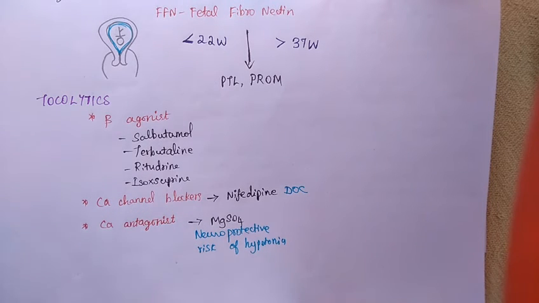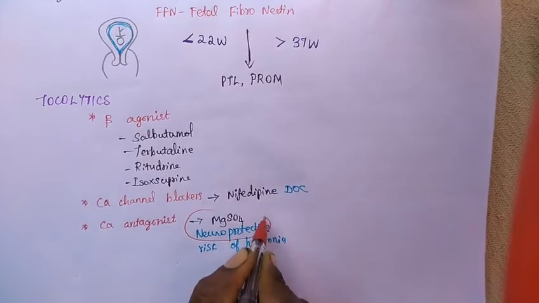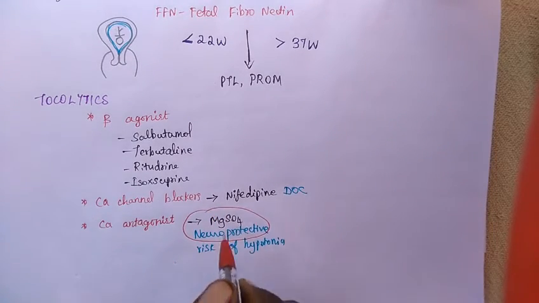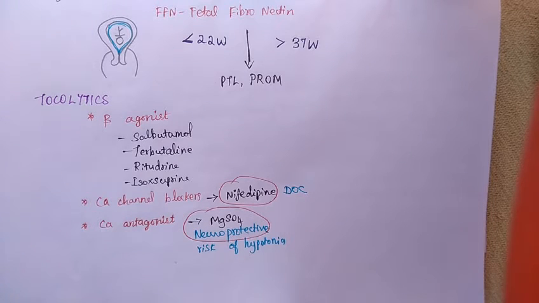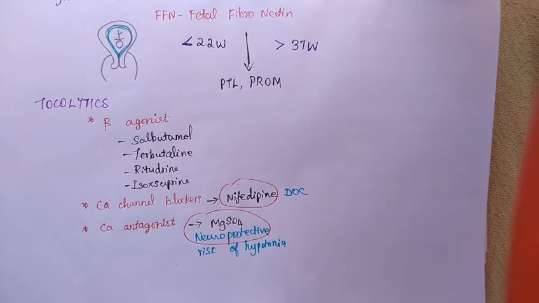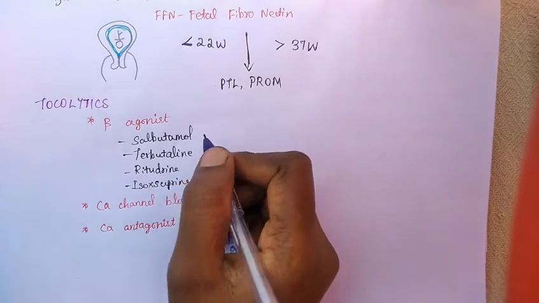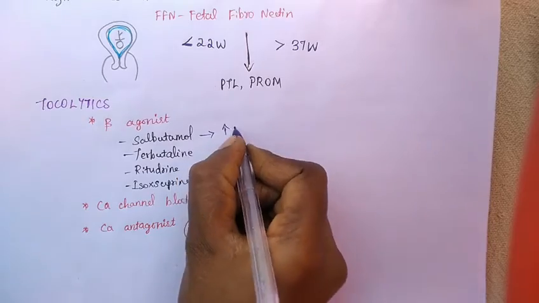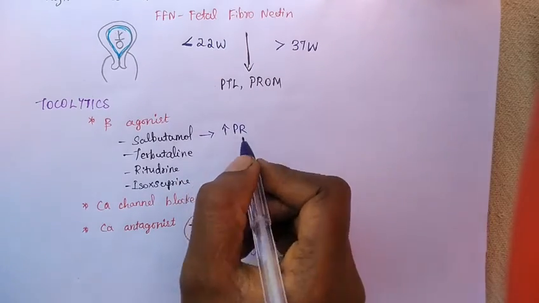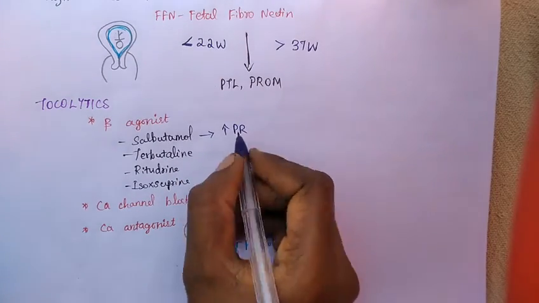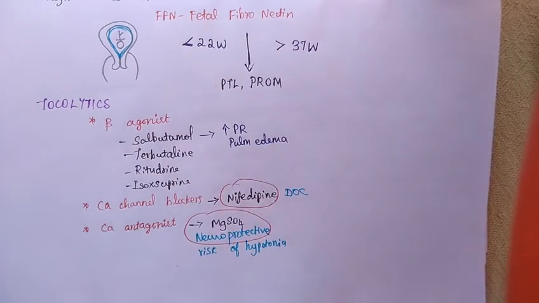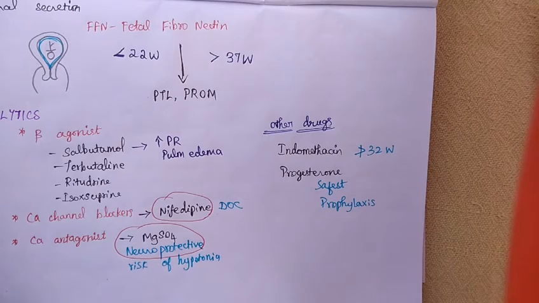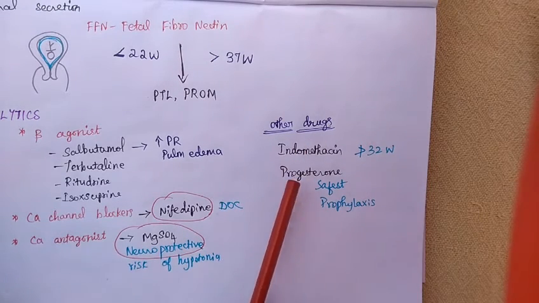Magnesium sulfate protects the baby from cerebral palsy, and nifedipine is the drug of choice for preterm labor. Beta agonists can also be given, but salbutamol increases the pulse rate and causes tachycardia, and there is a risk of pulmonary edema. You can give other drugs like indomethacin or progesterone.